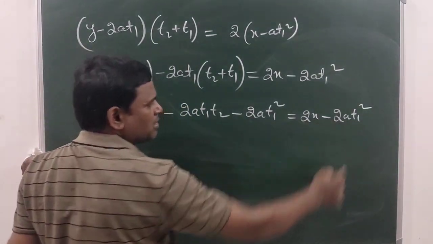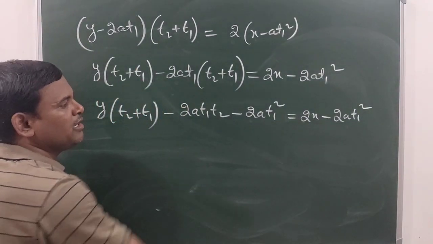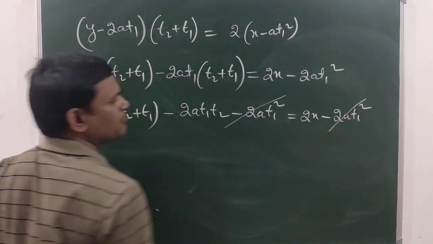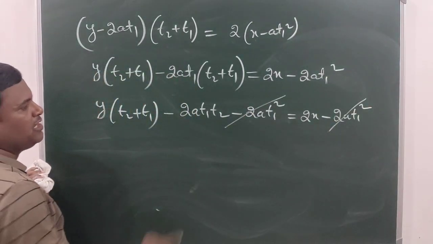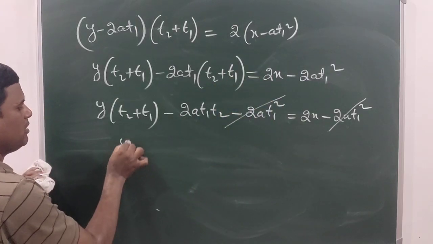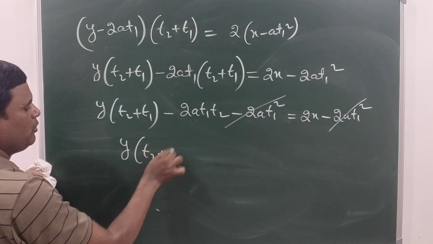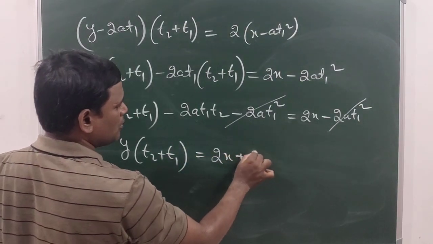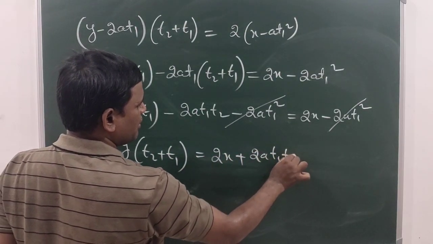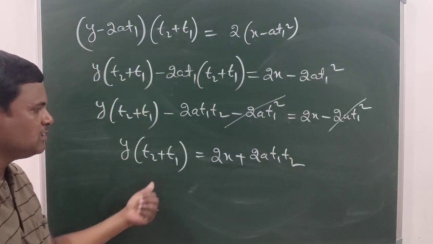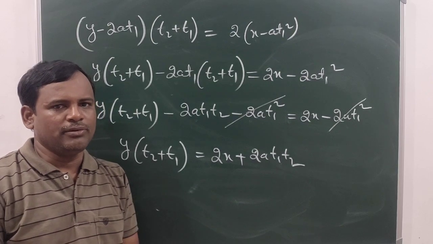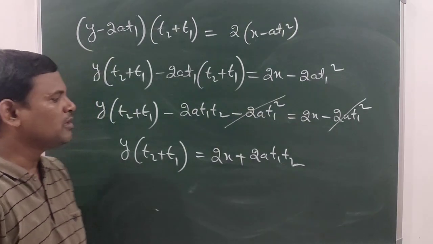Now both terms are like terms lying either side of the equal, hence you can cancel these two. So in the next step, transfer this one to the right side: y(t2 + t1) is equal to 2x plus 2a t1 t2, which is the required equation of that chord AB. Okay, right.